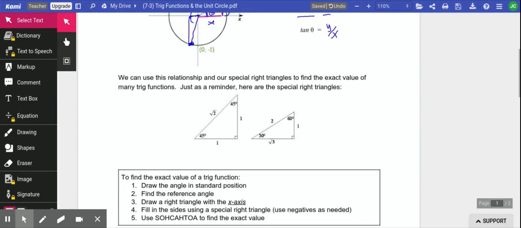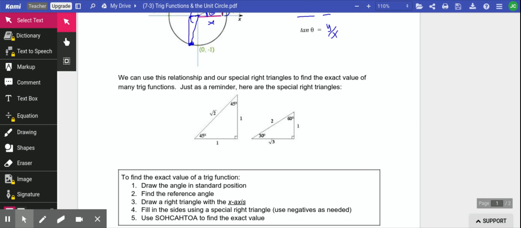I told you that you needed to know these. You need to know them really well because we're going to use them all the time. So remember, for a 45-45-90 triangle, the sides are 1, 1, root 2. When we did them before, we did x, x, and x root 2. But for this, we just need the simplest version: 1, 1, root 2.